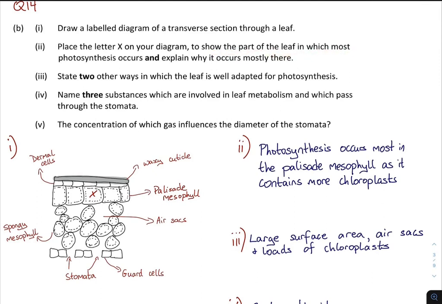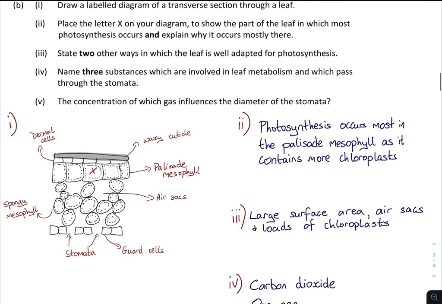Place an X on the diagram to show the part of the plant leaf where photosynthesis occurs most, and explain why it occurs most here. Well, it occurs most in the palisade mesophyll. So I put an X here, you can see. And the reason is it contains the most chloroplasts. Now, there are other reasons. You could say that it's closest to the surface of the leaf and so forth, but I refer to it containing the majority of the chloroplasts.